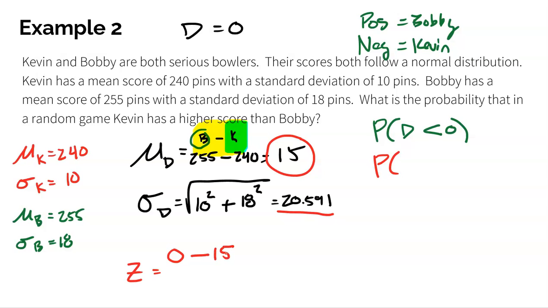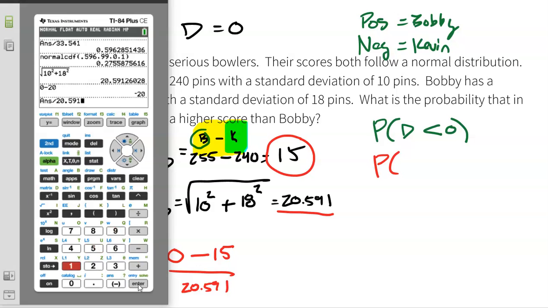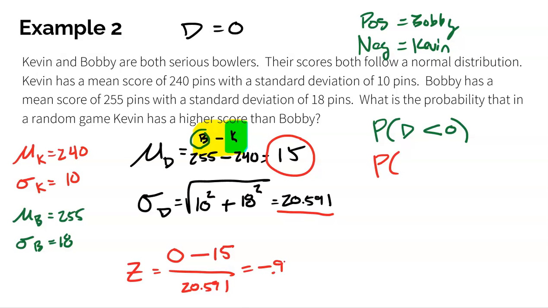Minus, it's supposed to be 15. Like, listen, Bobby's supposed to do better. Divided by the standard deviation of 20.591. So grab your calculator, 0 minus 20 on top, and I'm going to divide that by the 20.591. And we get a z-score of negative 0.971. So if I find a z-score less than negative 0.971, that's equivalent to a difference less than 0. And I hope you understand that a difference less than 0 means Kevin will do better.